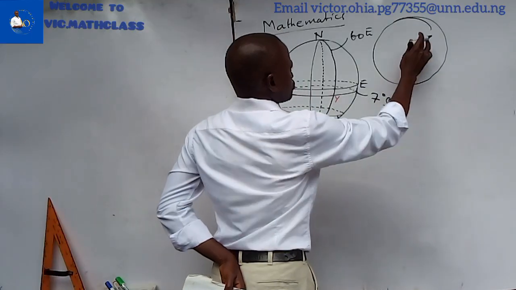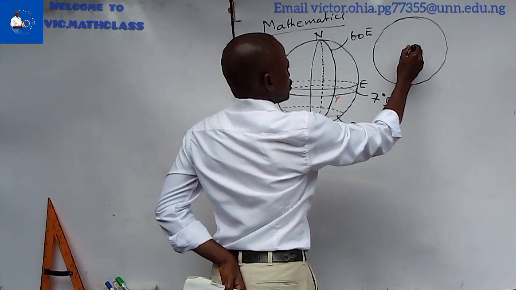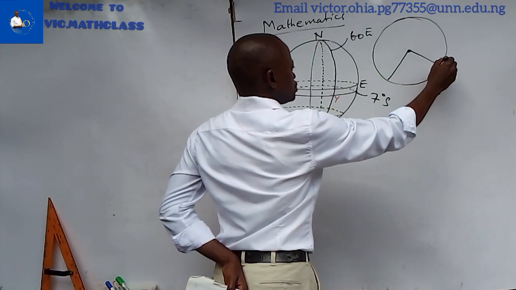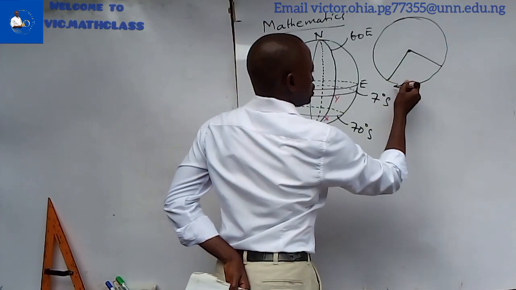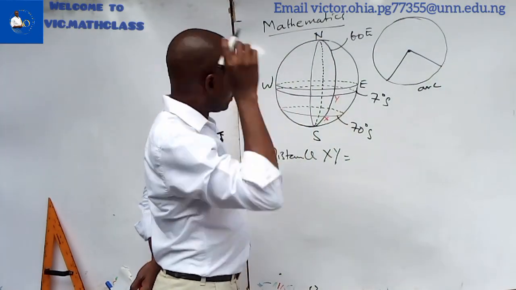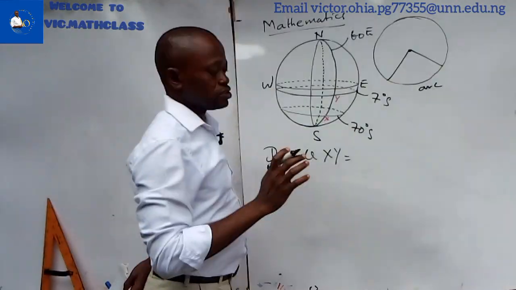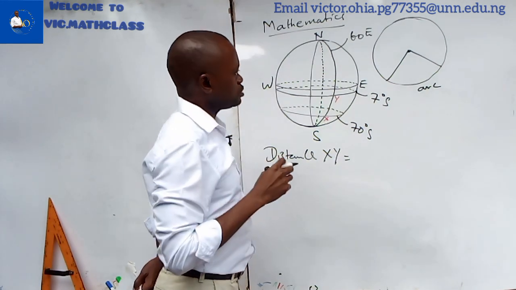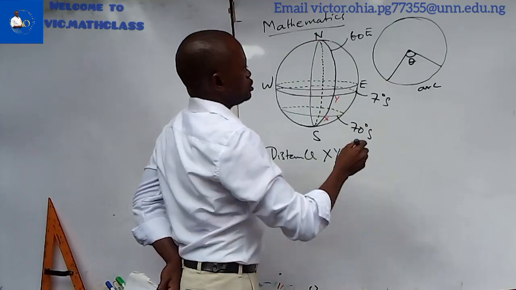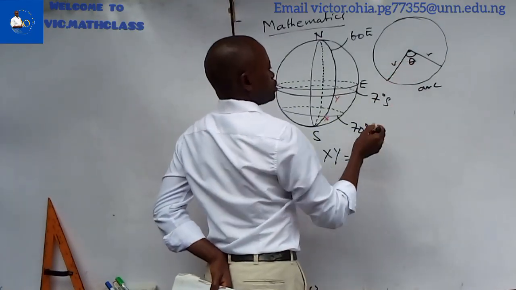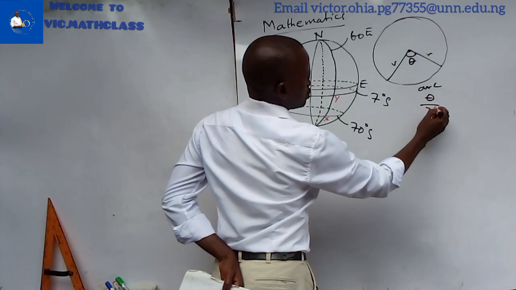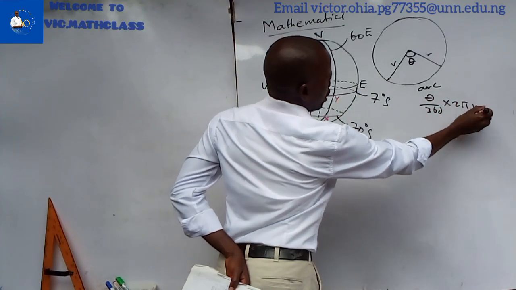This is a circle with a center, and you have something like this. This thing you see here, we call it an arc. I have discussed this exhaustively in the previous classes. There will be an angle at the center, which we can call theta, and this is the radius. So the length of this arc is given by theta over 360 times 2 pi r.